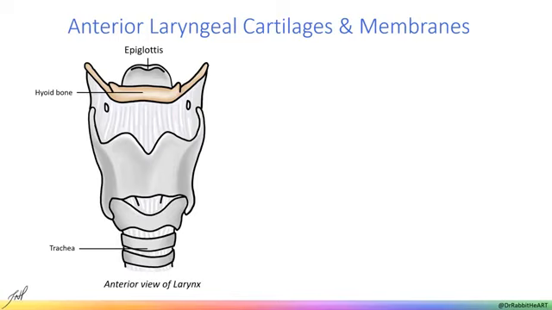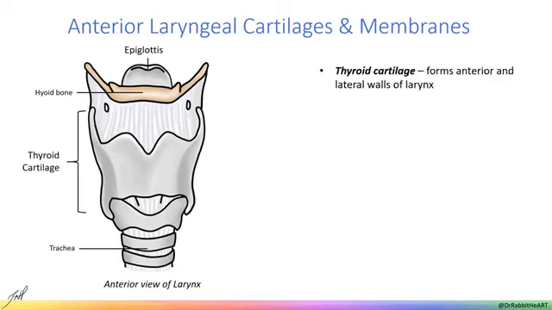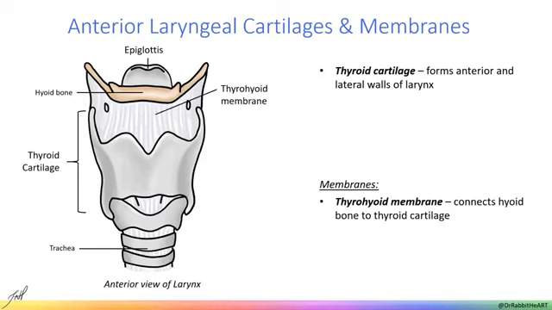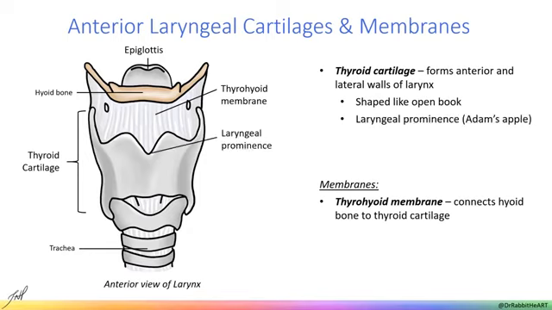Here we are looking at an anterior view of the laryngeal cartilages. Thyroid cartilage is located inferior to the hyoid bone, suspended from the bone by the thyrohyoid membrane. The thyroid cartilage sits like an open book, where the 2 sides are like covers of the book and the spine of the book faces anteriorly. The laryngeal prominence, or Adam's apple, is at the superior end of the thyroid cartilage where the 2 sides meet.